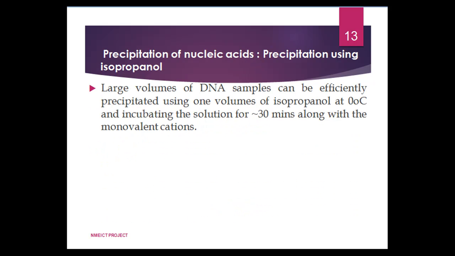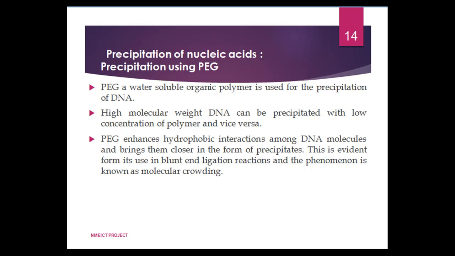Like proteins, there are different chemicals which can be used for the precipitation of nucleic acids. Let us see how nucleic acids can be precipitated using isopropanol. In this, large volumes of DNA samples can be efficiently precipitated using 1 volume of isopropanol at 0 degrees centigrade and incubating the solution for approximately 30 minutes along with the monovalent cations, and the remaining isopropanol can later be removed by evaporation. Another chemical is PEG.